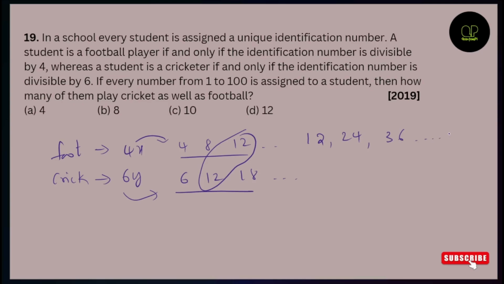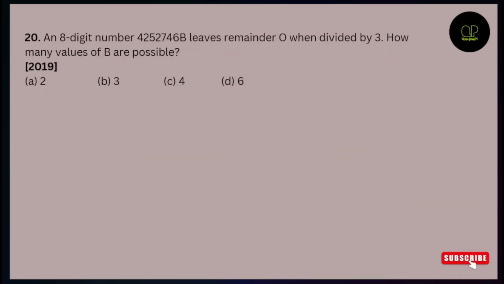12 5 is 60, 12 6 is 72, 12 7 is 84, 12 8 is 96. Till 96 you can go. This is 12 ones, the first number, so 12, then 12 twos, up to 12 eights, 96. So there would be 8 people who can play both cricket and football. Very simple. Next question.